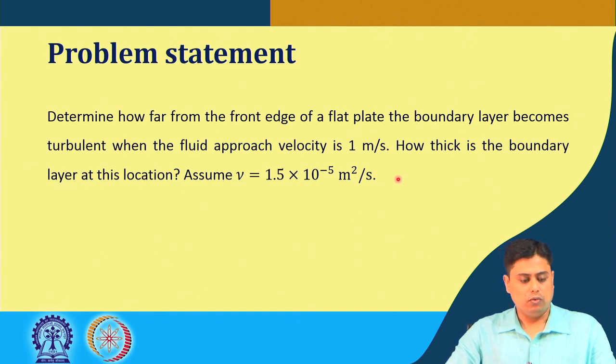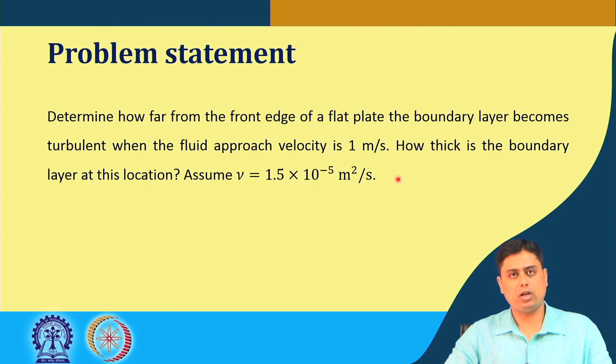If we move on to the second problem, it says: determine how far from the front edge of a flat plate the boundary layer becomes turbulent when the fluid approach velocity is 1 meter per second. This is the first part. The second part is: how thick is the boundary layer at this location, that is, the location where the boundary layer becomes turbulent, or the onset of turbulence occurs? From that point, what is the thickness of the boundary layer?